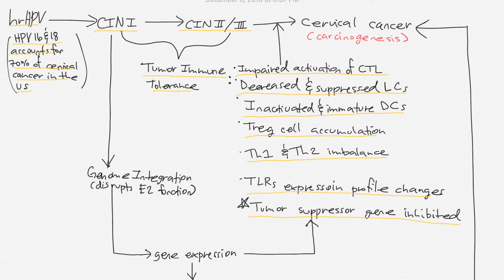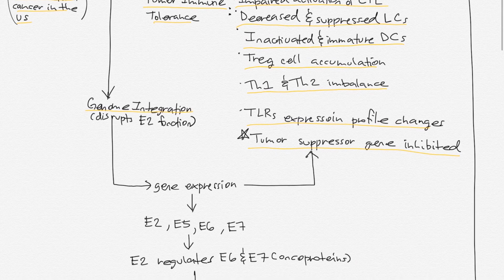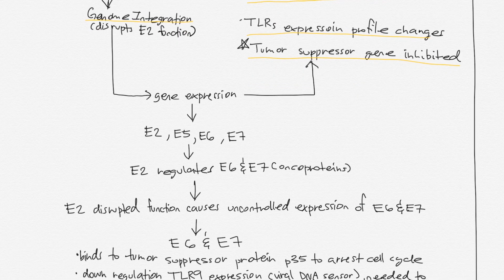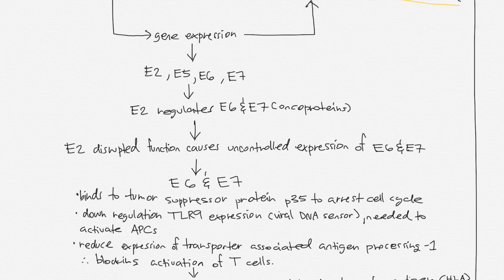In CIN1, it is also where the virus will incorporate its genome into the host genome. And upon reactivation of the viral genome, it will disrupt the E2 function. When the viral genome becomes expressed with the host genome, the viral proteins E2, E5, E6, and E7 will also become expressed. As mentioned earlier, E2 regulates the E6 and E7 oncoprotein function. The disruption of the E2 function causes an uncontrolled expression of E6 and E7.